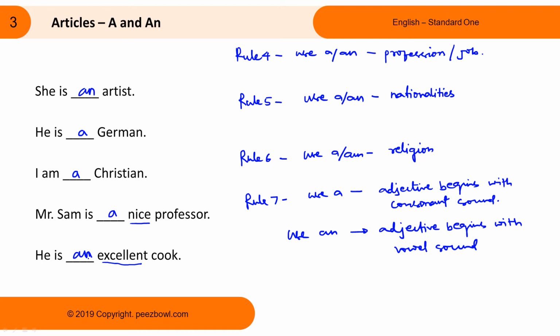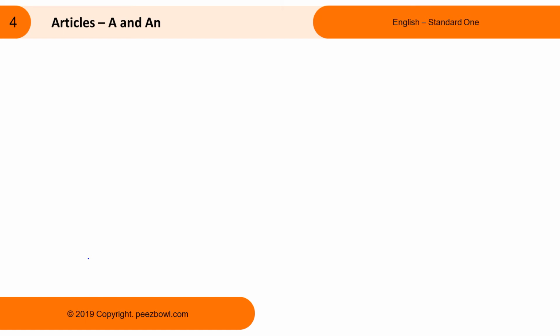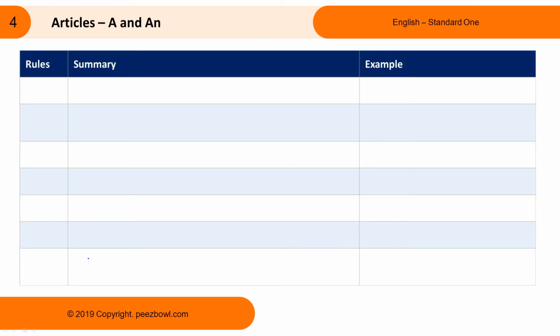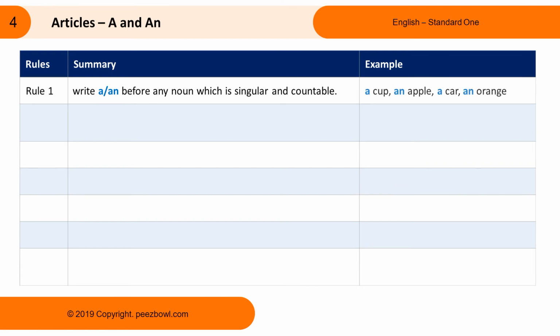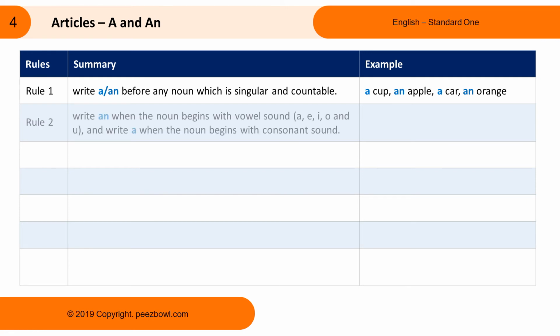Okay, now let us summarize whatever we have studied so far. I will write the rules and one example of each rule. Rule number 1 says that we need to write a or an before any noun which is singular and which you can count. For example, a cup, an apple, a car, an orange. Our second rule is that we need to write an when the noun begins with a vowel sound, that is a, e, i, o and u, and write a when the noun begins with a consonant sound. For example, a turtle and an elephant.